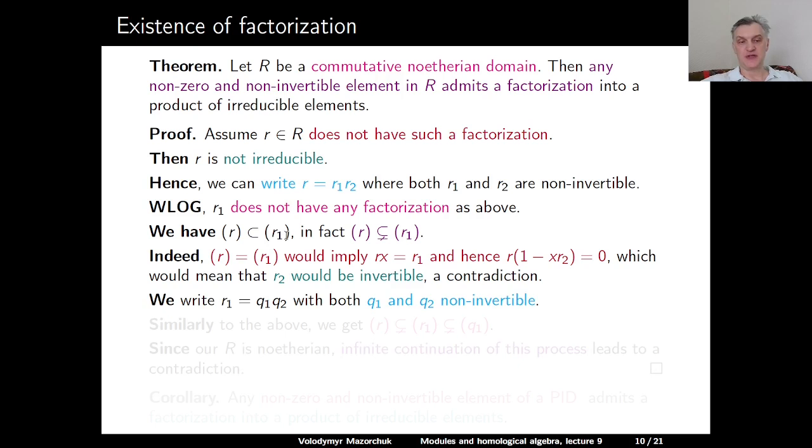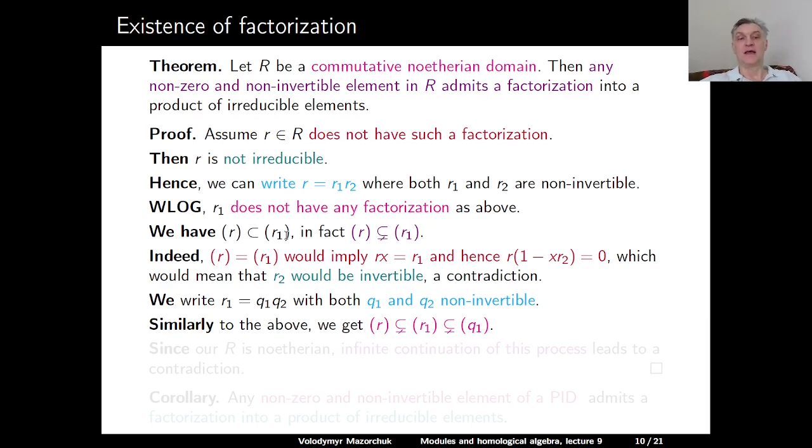And now we just proceed. We write R1 as Q1, Q2, with both Q1 and Q2 non-invertible. The same argument as before says that the ideal generated by R1 is properly embedded into the ideal generated by one of these elements, let's say Q1.